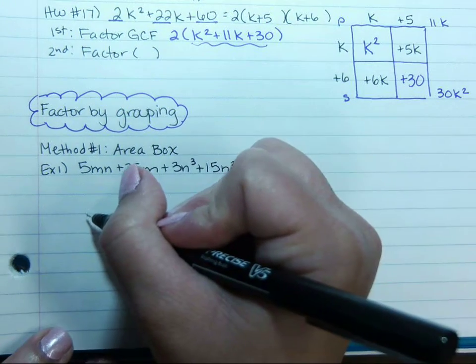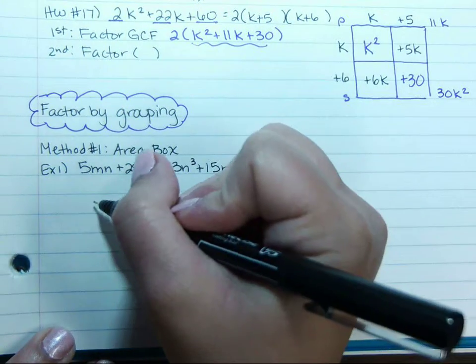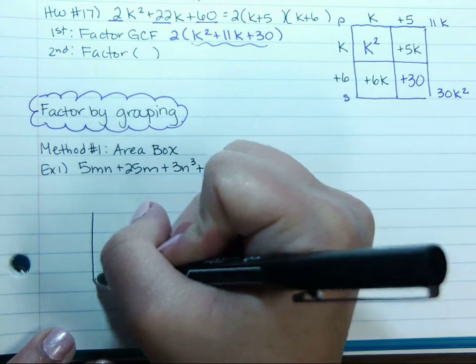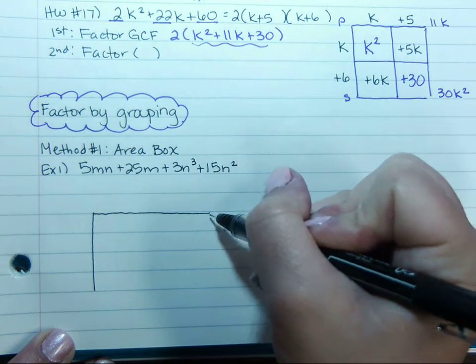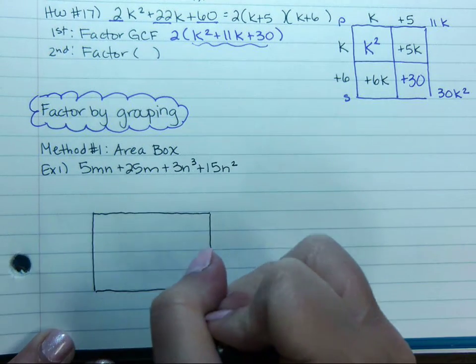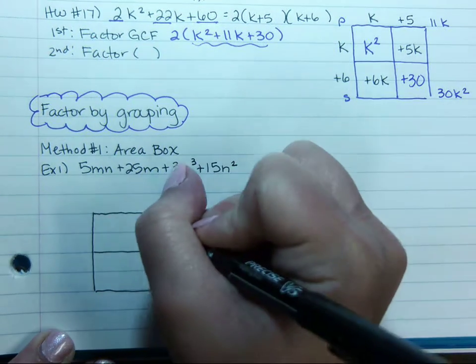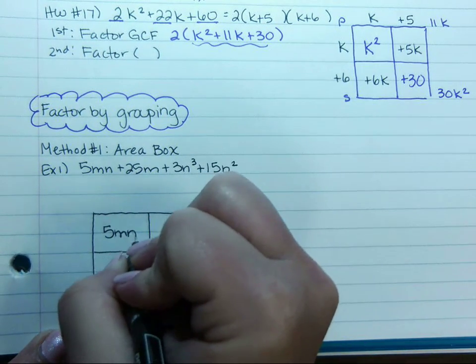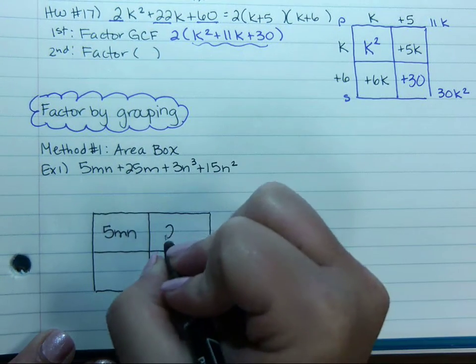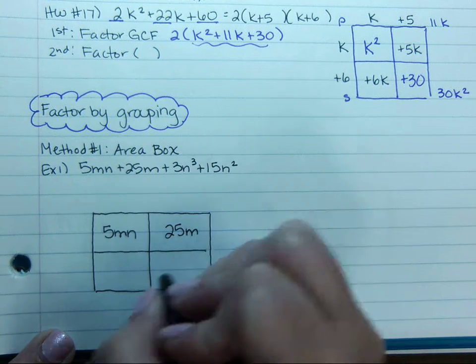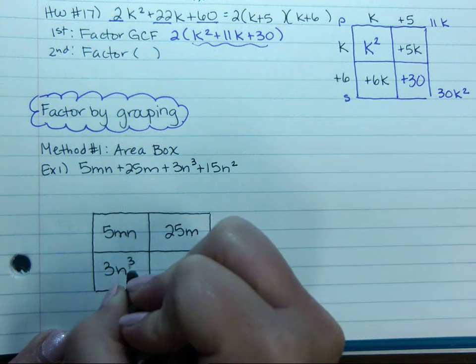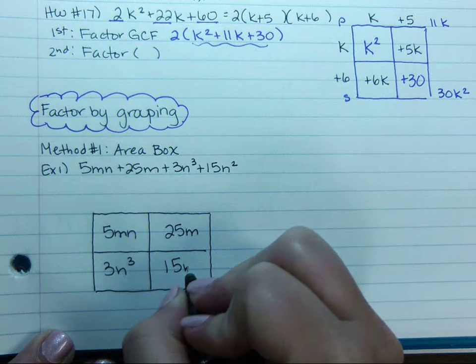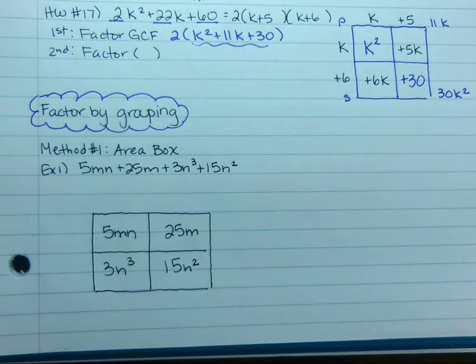So I have 4 terms, and if I think about wanting to make a binomial times a binomial, I can make my 4x4 box. And I'm going to put each term in its own box. So the 5mn, the 25m, 3n cubed, 15n squared. And what I want to do is factor what these have in common on the outsides.